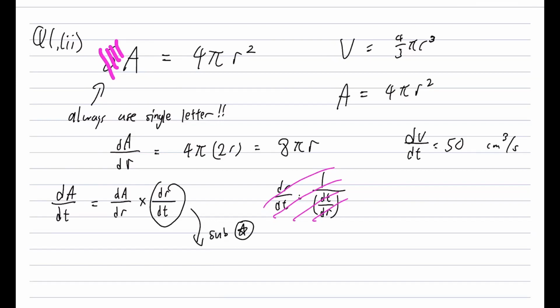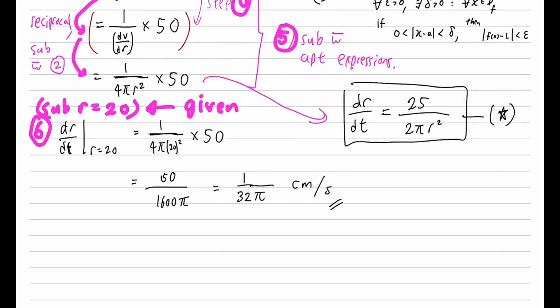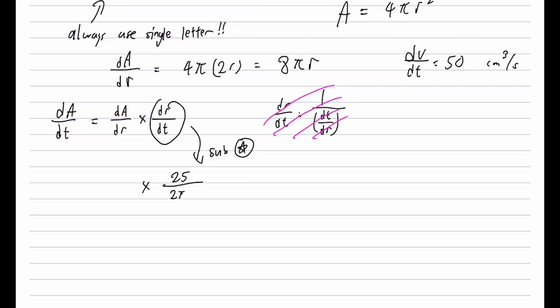All right, which will give us 25 over 2 pi r squared. Are we done? No, we still have dA by dr. What's dA by dr? 8 pi r. Correct. So this one is substituting the appropriate expressions. Good. Then let's just clean up a bit before we continue.